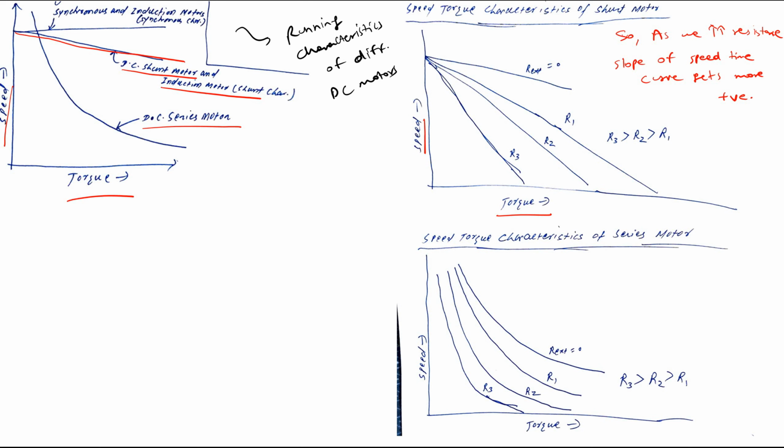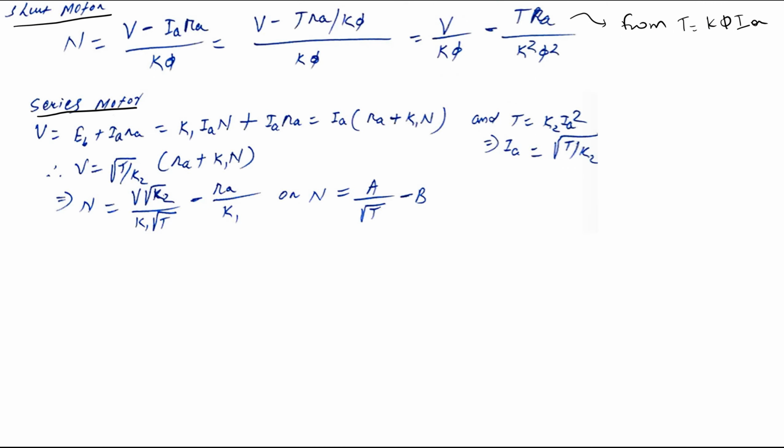So this is the speed torque characteristic of the series motor. Here also I can say that as we increase the resistance, the graph gets behind, or near the origin, as I said earlier also.